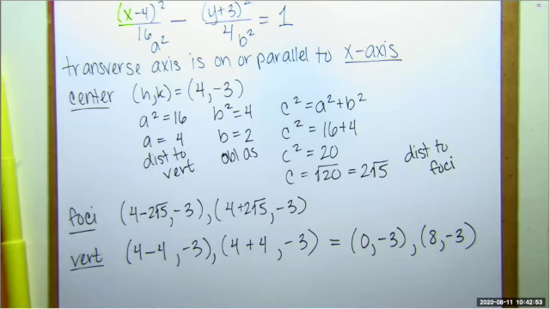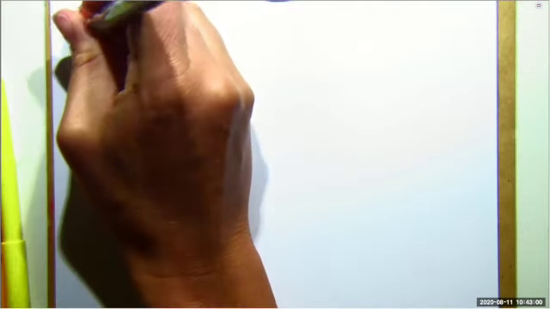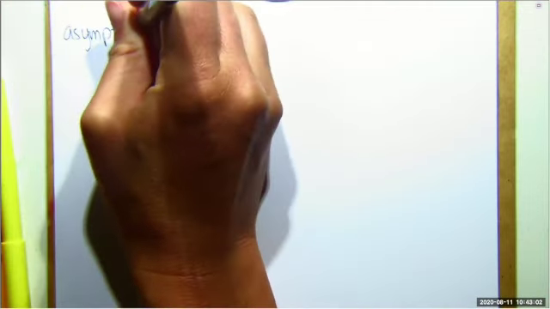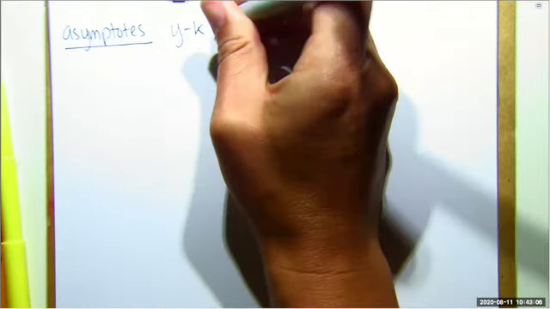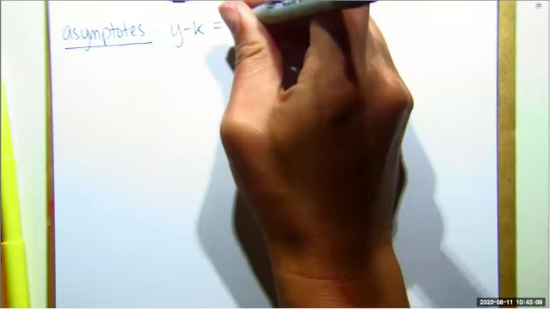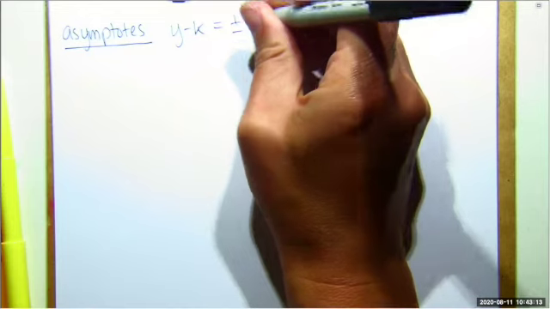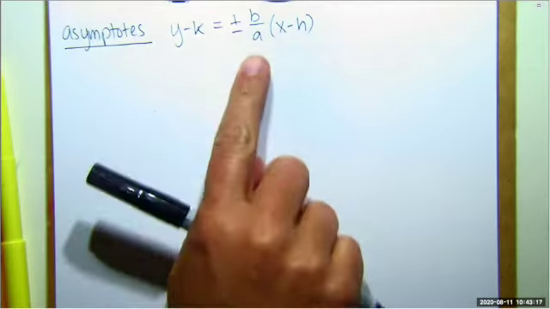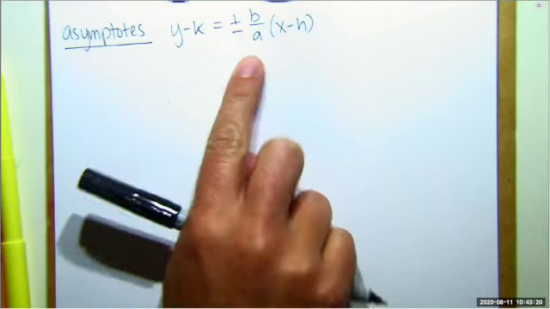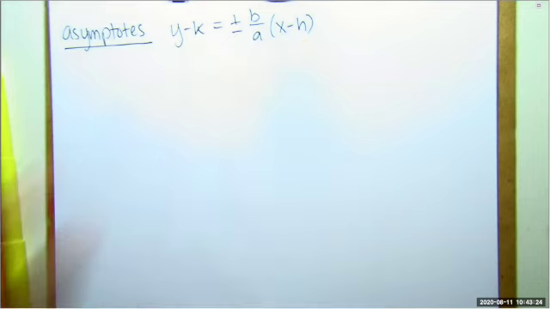Okay, so to find our asymptotes, we're using point-slope form, so that's y minus k is equal to plus or minus, and then for where the transverse axis is parallel to the x-axis, we're using b over a times x minus h. So we know that our asymptotes have a slope of plus and minus b over a, and (h, k) is our center. The asymptotes have to run through our center.